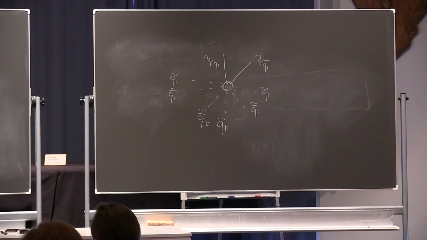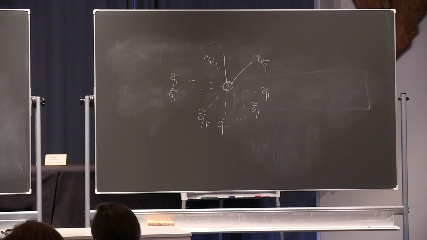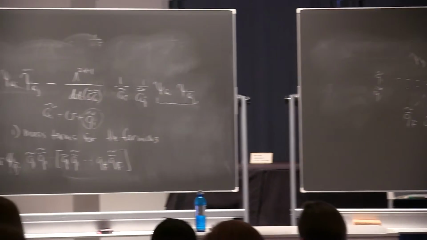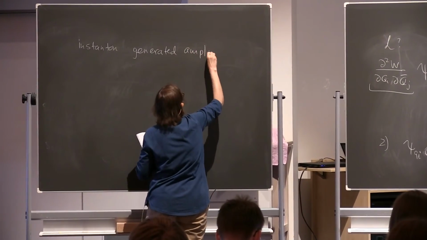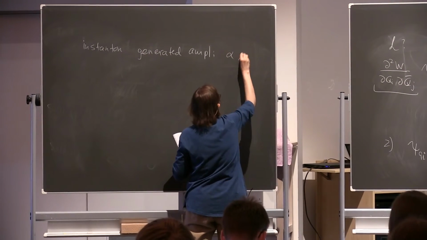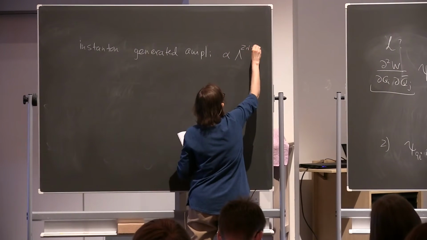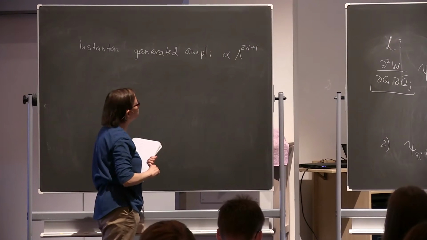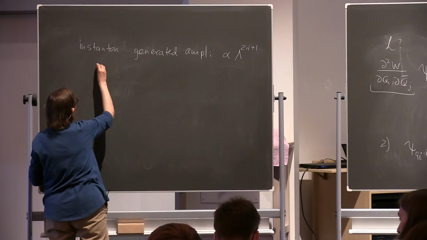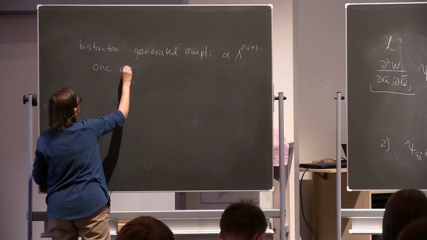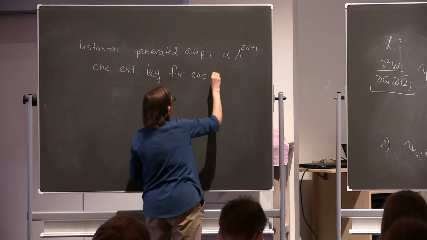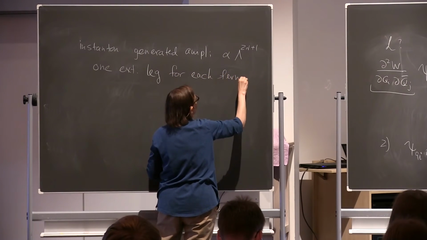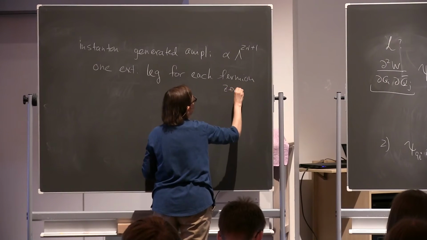So let's recall the instanton generated amplitude. That's something that is proportional to lambda to the b, which in this case is 2n plus 1. And it has one external leg for each fermion zero mode that appears.